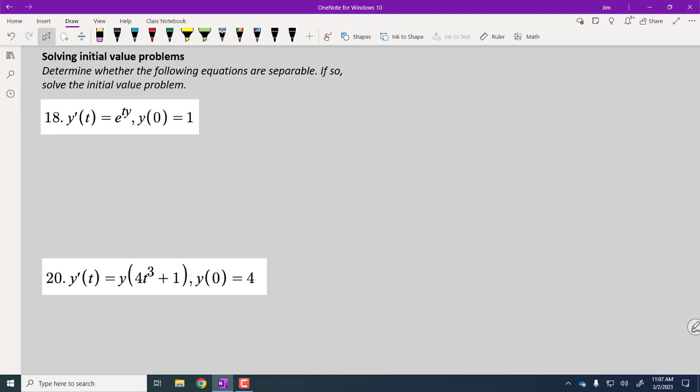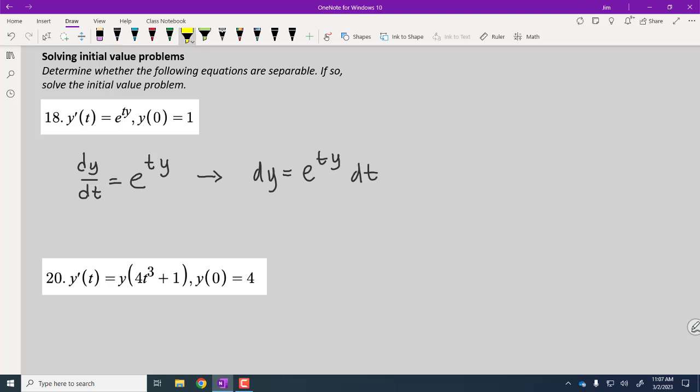Okay, so the instructions say determine whether the following equations are separable. If so, solve the initial value problem. So when we look at this right here, let's first rewrite the left-hand side as dy dt. Now, we know that we're going to want the t's to go to the right and the y's to go to the left. So we can instantly move that dt over to the right.